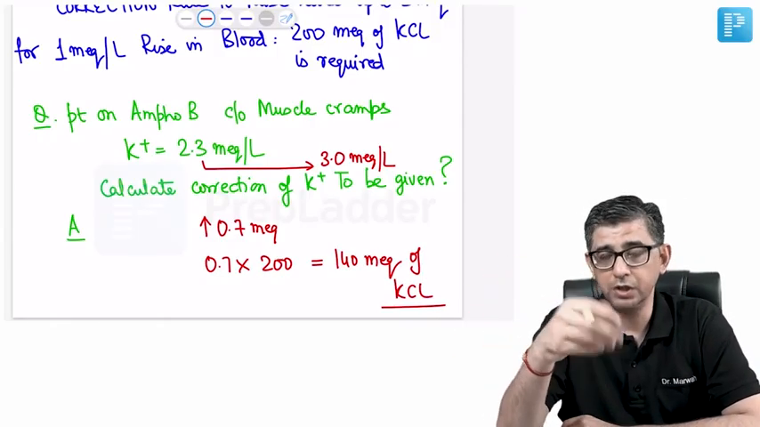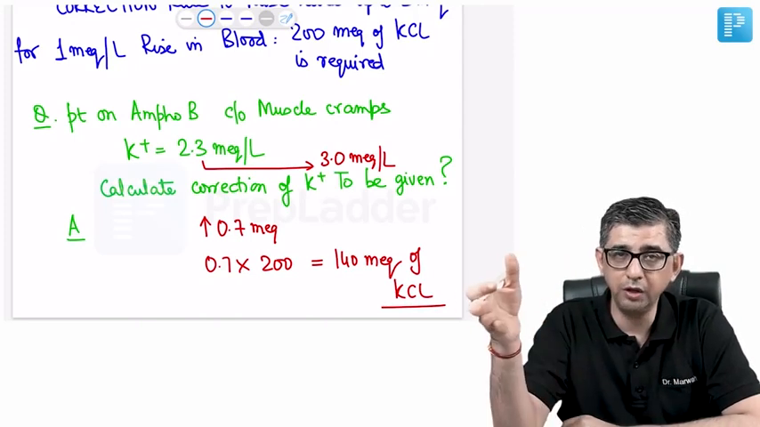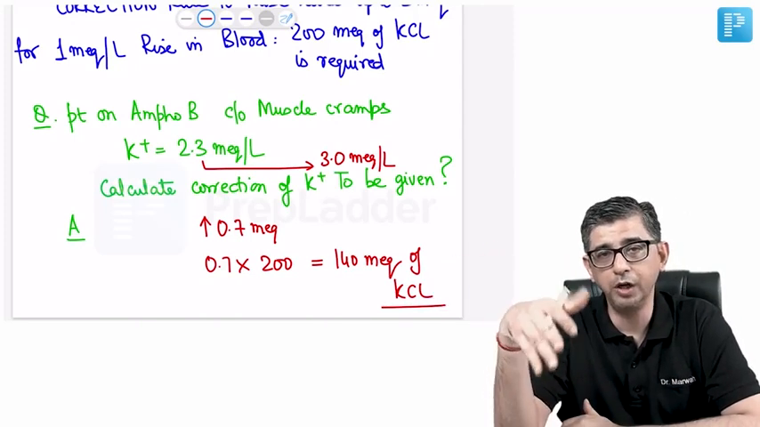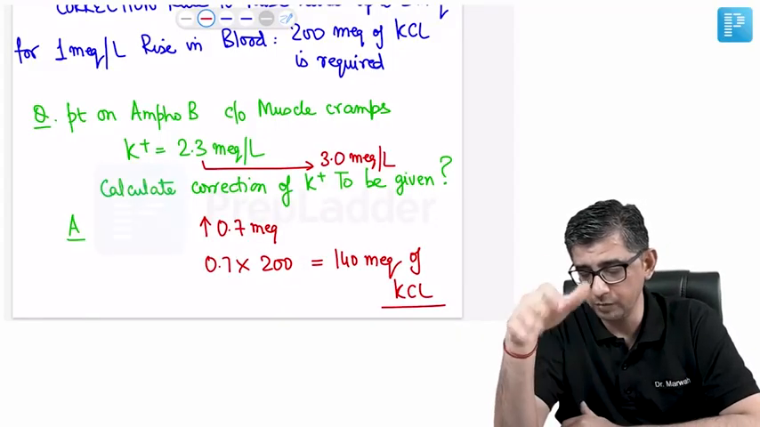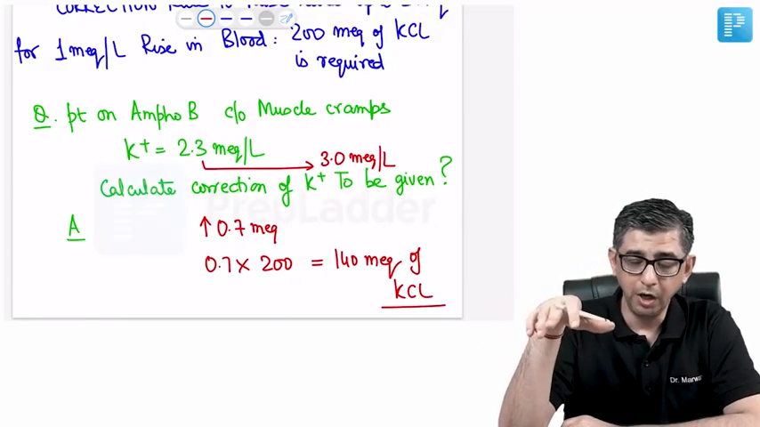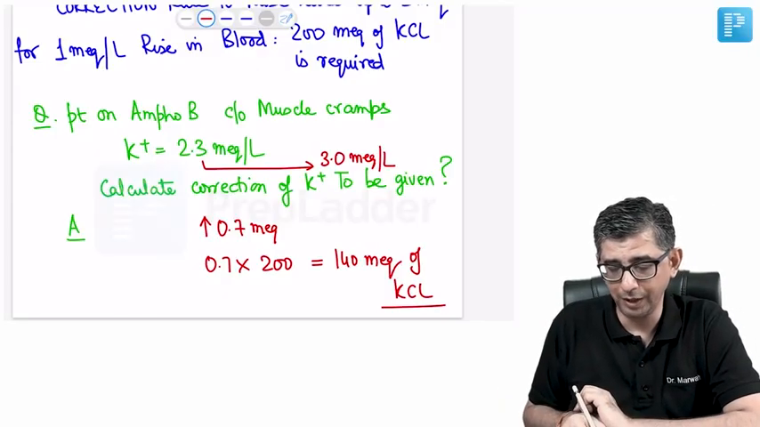Suppose in this question the value was given as 2.1. So upgrading from 2.1 to 3, it would be a hike of 0.9. So I'll multiply 200 by 0.9. So whatever is the mathematical value given, you can just multiply that by 200 and you would be on your way to answer the correction for a patient having hypokalemia.